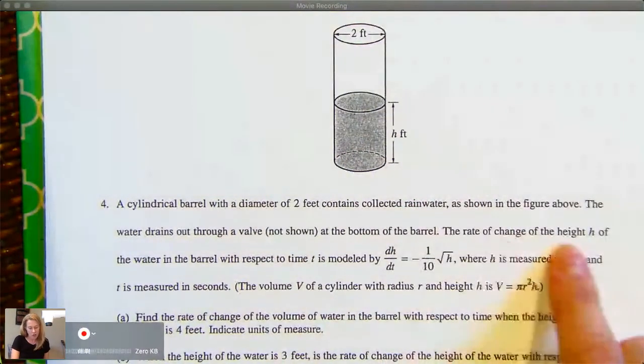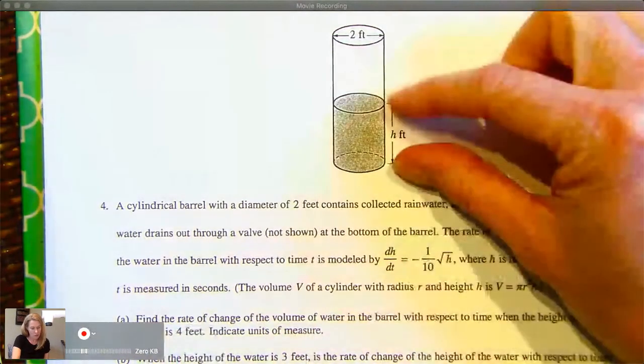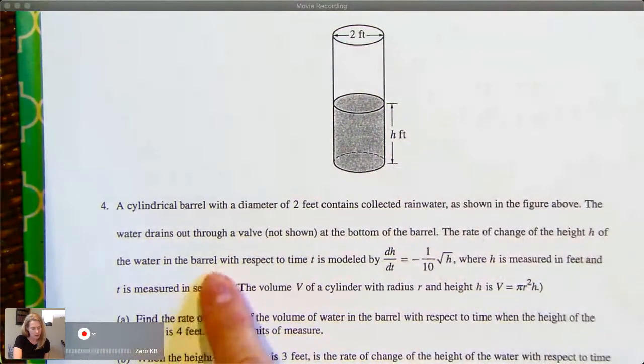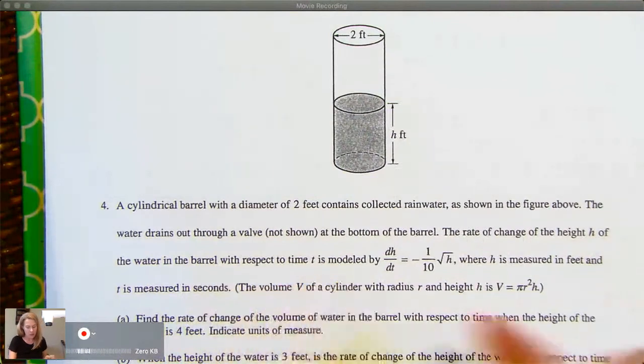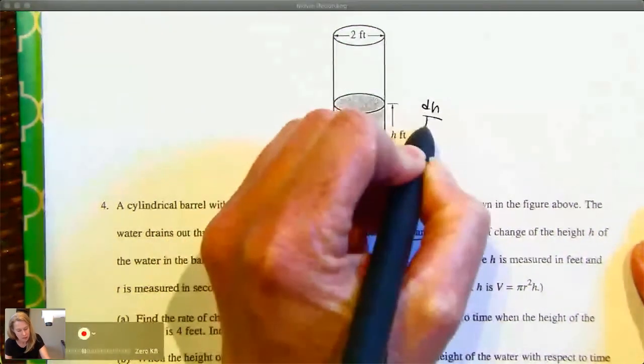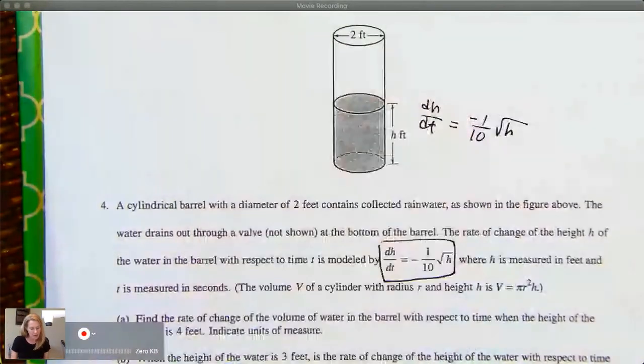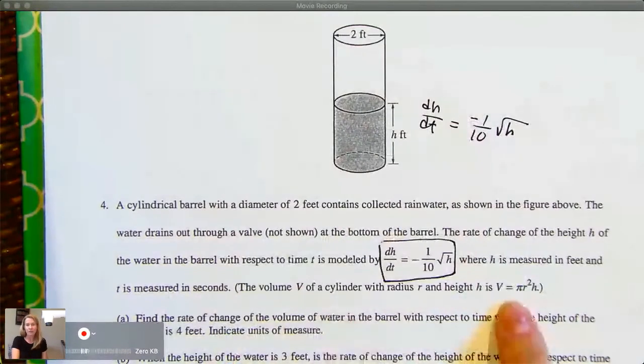The rate of change of the height h of the barrel, this rate of change here, this is changing with respect to time and is modeled by this rate right here. So dh/dt is -1/10 square root of h. H is measured in feet, t is measured in seconds, and of course, as usual, they gave us the volume formula for a cylinder. That's pretty typical that they'll give you the formula, which is pretty handy. Alrighty.